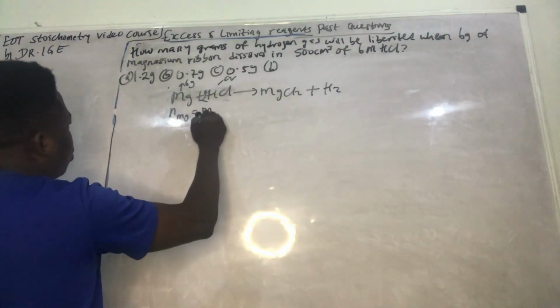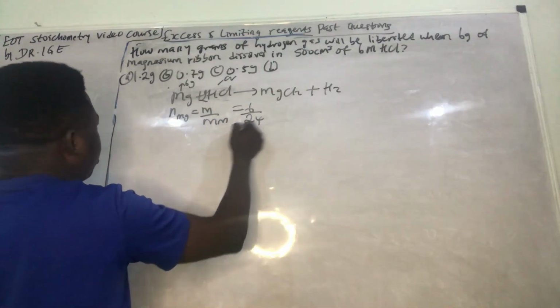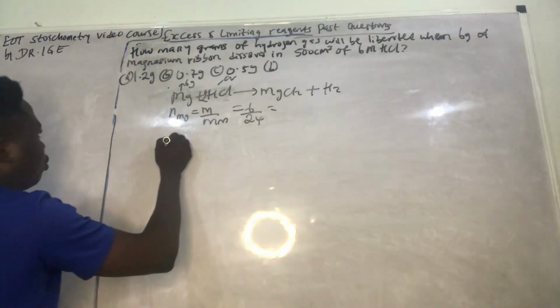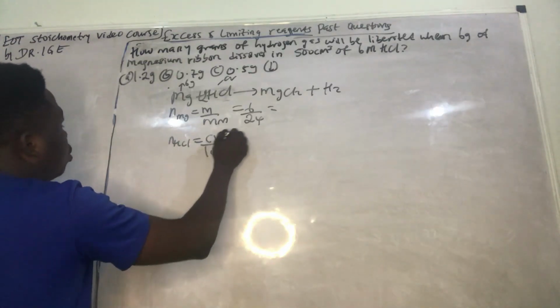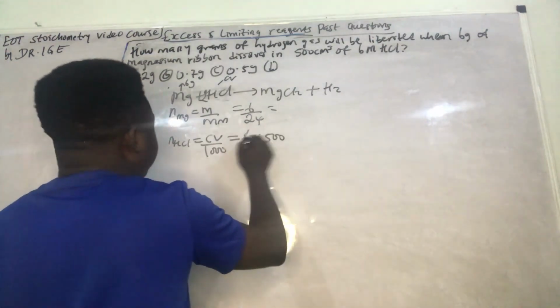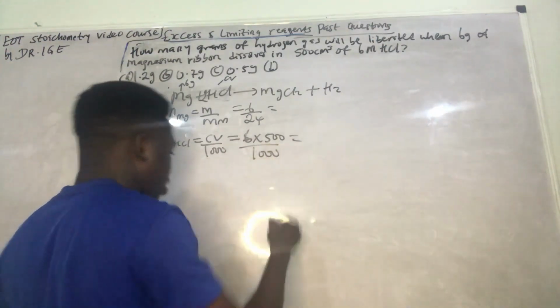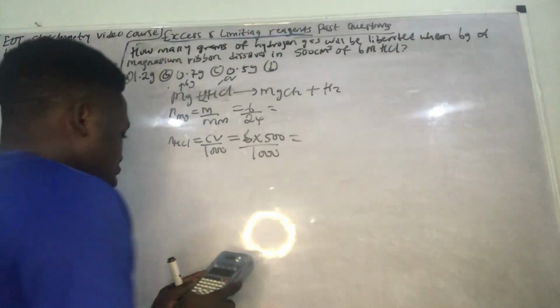It is mass over molar mass here. Why they give us the mass? 6, magnesium is 24. You get, it gives a value. For HCl, it is what? CV over 1000. What is C? 6. What is 500 over 1000? It gives a value. Let me just calculate. Now 6 divided by 24 is 0.25.